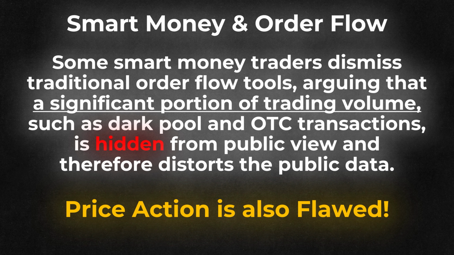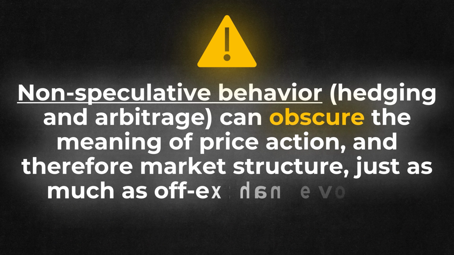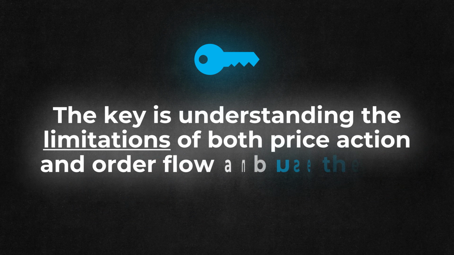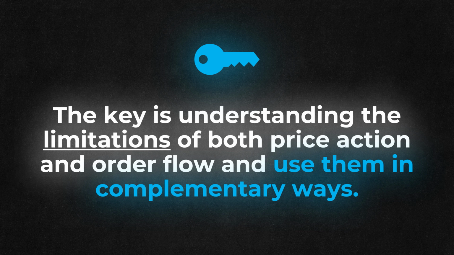Although off-exchange trades do ultimately influence price, they often reflect non-speculative behavior like hedging or arbitraging that doesn't follow the familiar logic of buying low and selling high. As a result, these trades can obscure the meaning of price action and therefore market structure, just as much as off-exchange volume distorts public order flow. Price action and order flow are incomplete in isolation. The key is not to discard one over the other, but to understand the limitations of both and use them in complementary ways.